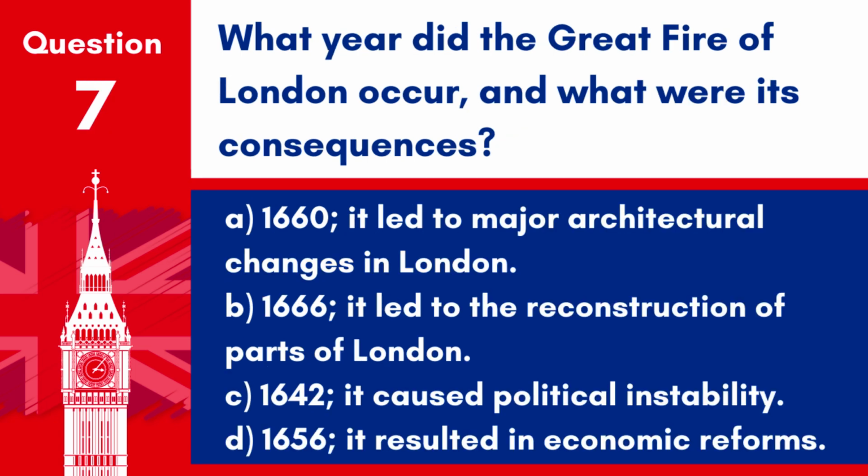Question 7. What year did the Great Fire of London occur, and what were its consequences? A. 1660. It led to major architectural changes in London. B. 1666. It led to the reconstruction of parts of London. C. 1642. It caused political instability. D. 1656. It resulted in economic reforms.